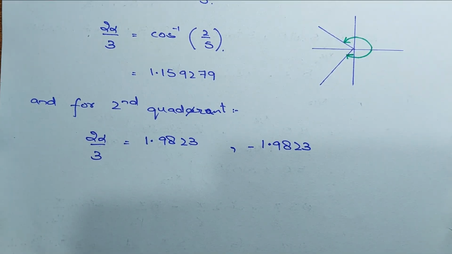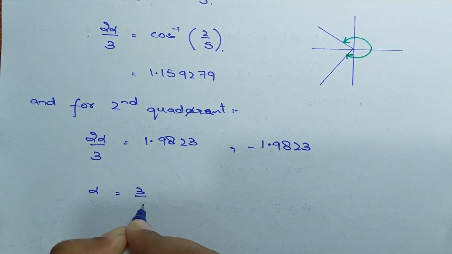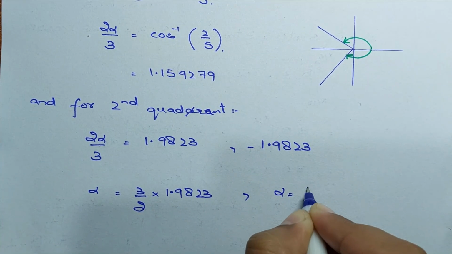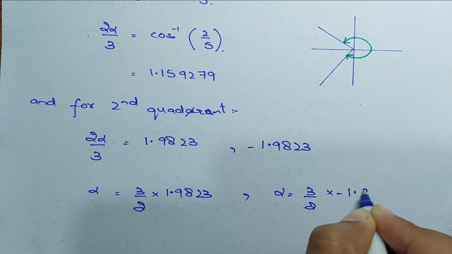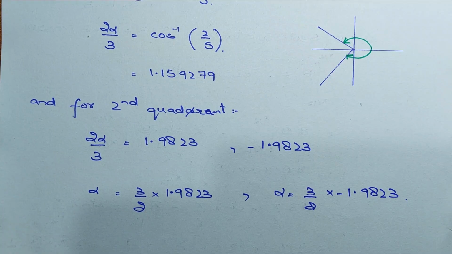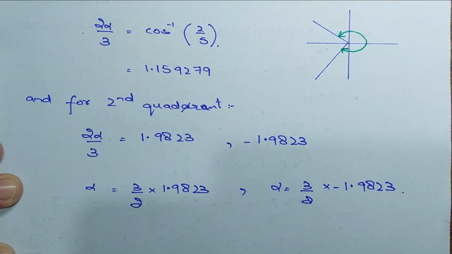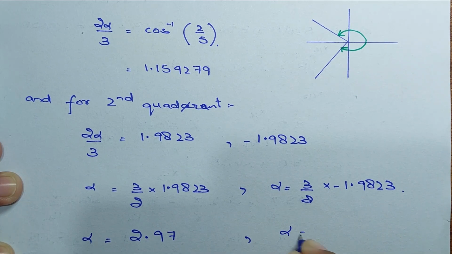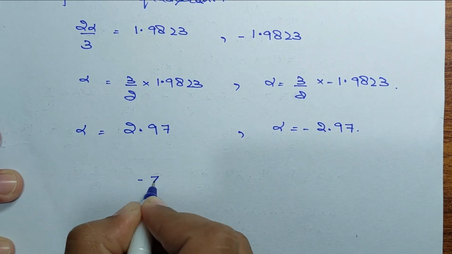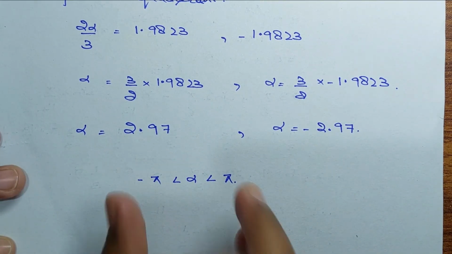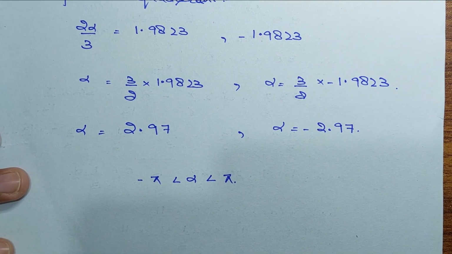All right, now let me solve for alpha. Alpha would be equal to 3 by 2 times 1.9823, and from here alpha is equal to 3 by 2 into minus 1.9823. So times by 3 divided by 2, which is 2.97, up to 3 significant figures. So here alpha is 2.97 and the other value of alpha is negative 2.97, and these two values belong to the range, which is minus pi less than alpha less than pi. Pi is basically 3.14, so they belong to the range between negative 3.14 and positive 3.14.